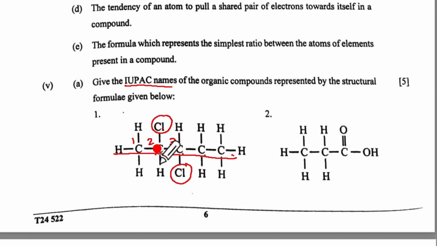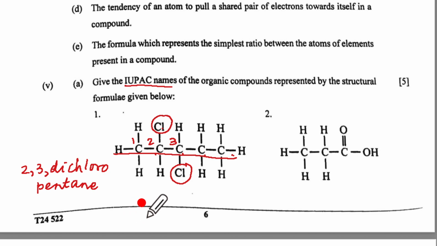What is the longest chain? 1, 2, 3, 4, 5. So it's a pent, and all single bonds, so it is pentane, and we will write 2, 3 dichloropentane.